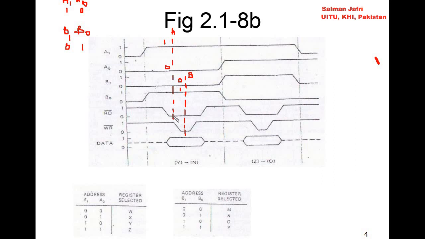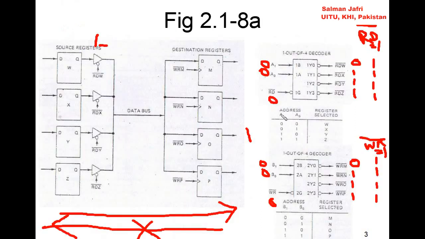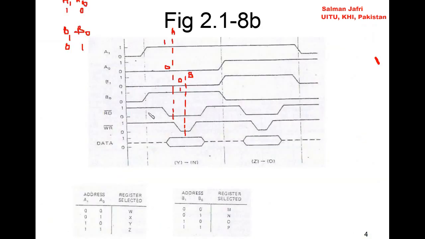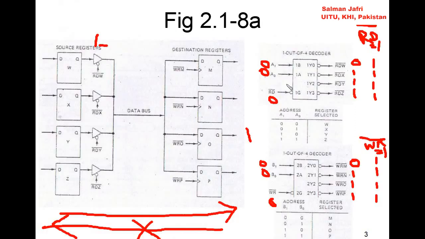RD bar signal becomes low at this point, right? So when RD bar signal becomes low at this point, it means that this decoder for reading has been enabled. So we are talking basically about this side. Now when RD bar is 0, we see what are the contents of A0 and A1. We see that A1 is 1 and A0 is 0. So 10 is the address that is applied to this decoder, right?